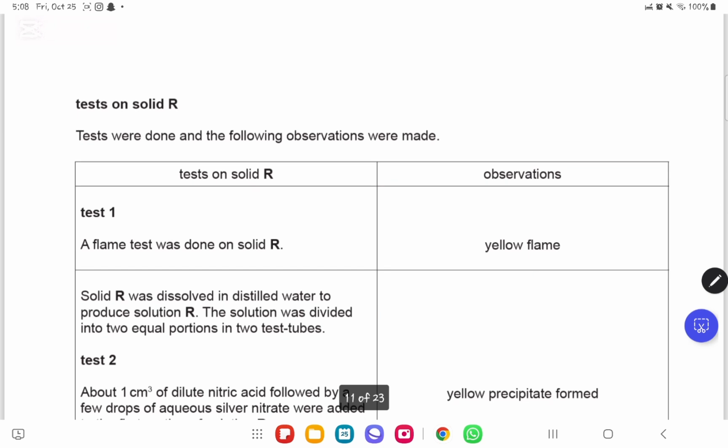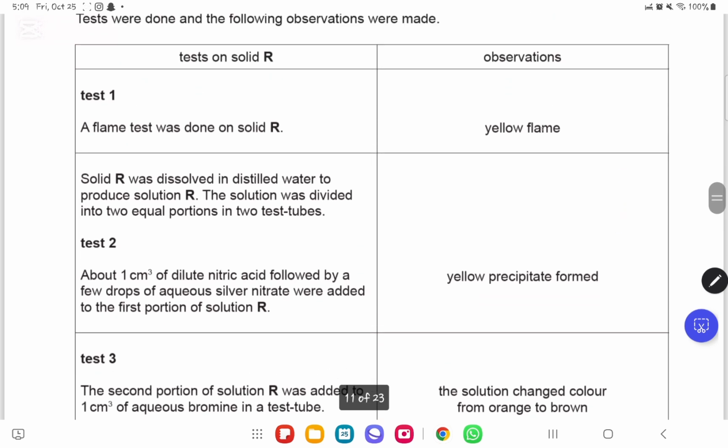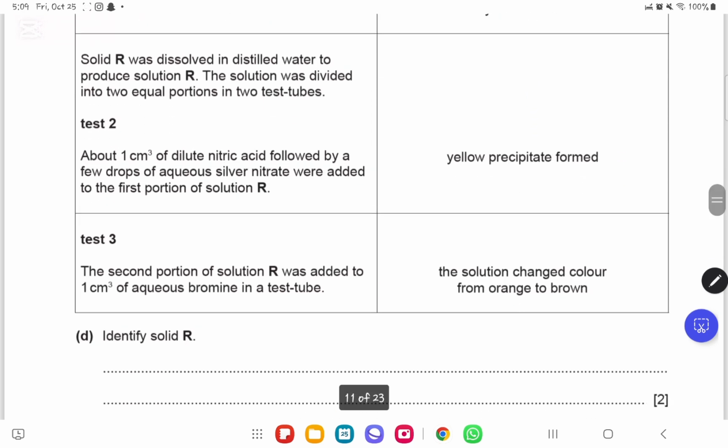Now here we have the tests on solid R. We have a yellow flame. Yellow flame means Na+, it's a sodium ion. And then in test 2, we have a yellow precipitate formed with aqueous silver nitrate, which is AgNO3. So what anion added to AgNO3 will give us a yellow precipitate is I minus. So definitely the first one is Na+, the second one is I minus. So solid R is NaI, and if you were to write it, it would be sodium iodide. So that's the first past paper done.